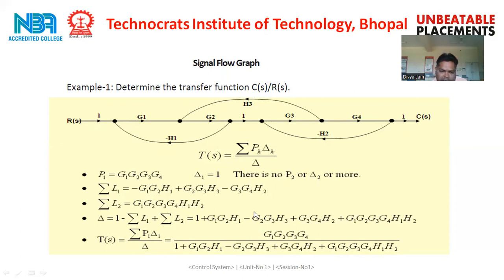So P1 delta 1 will be G1, G2 multiplied by G3 multiplied by delta 1, whose value is 1. So the result will be G1, G2 multiplied by G3 multiplied by G4. Again, delta is equal to 1 plus G1, G2 multiplied by H1 minus G2, G3, H3 plus G3, G4, H2 plus G1, G2, G3, G4, H1, H2. Okay. So it is the overall transfer function of the signal flow graph, output to input.